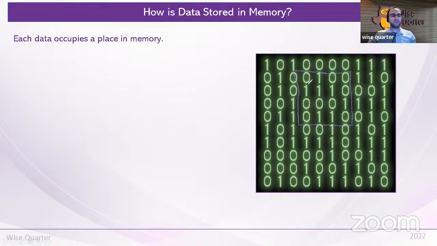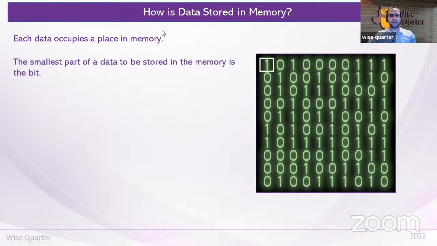For example, this. When I see this, I always remember the Matrix. It's just like it. But actually, if we were able to see those binary codes in our computer, it would be very similar to the Matrix. Believe me. Yes. Every data will take place in the memory. The smallest data will be only one box, as you can see. One box can be 0, or it can be 1, of course. This is the smallest part.